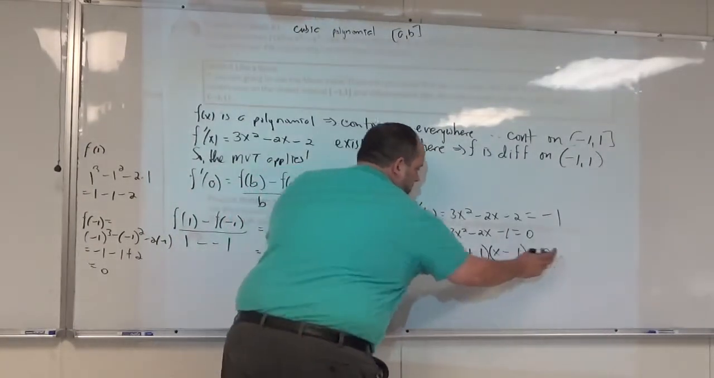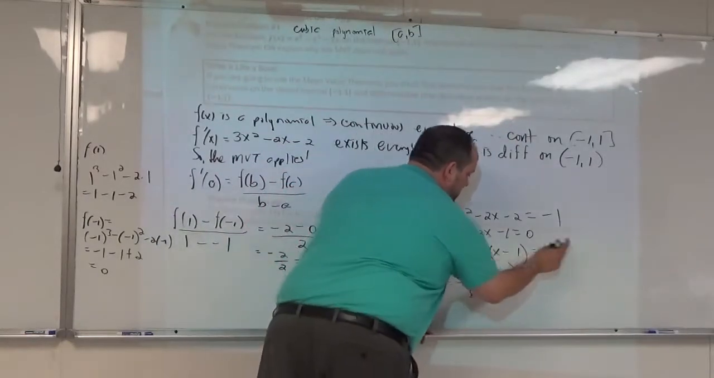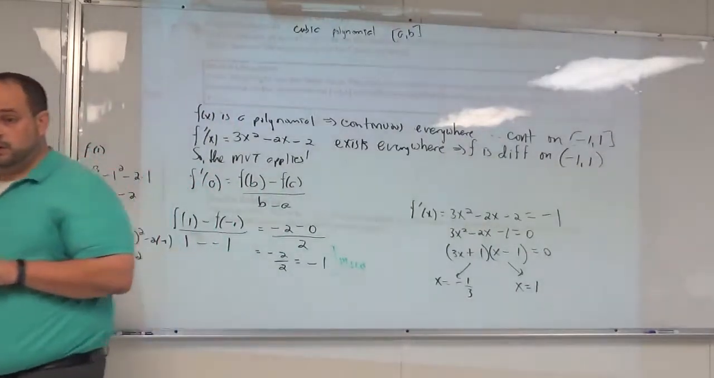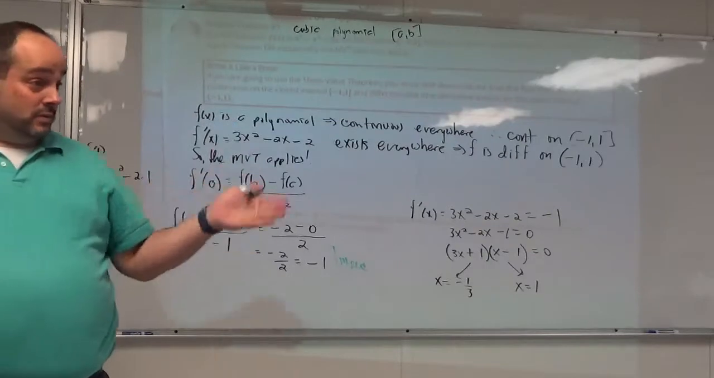Solution, if 3x plus 1 is equal to 0, then that means that x is negative a third. If x minus 1 is equal to 0, x is going to be 1. So how many solutions? 2? Yes. Let me ask the question again with clarity. How many solutions inside the interval? 1.